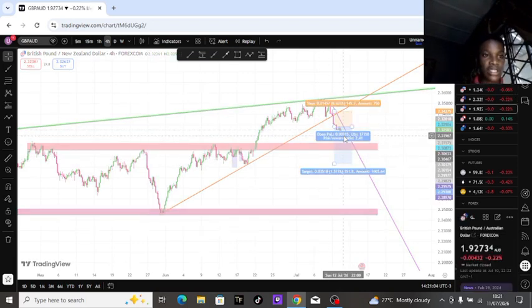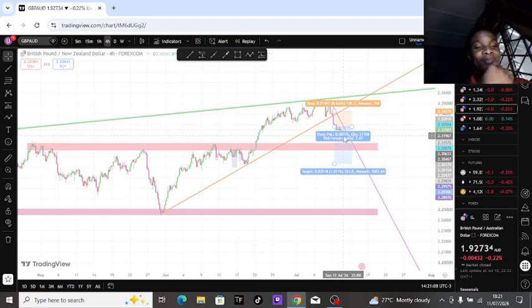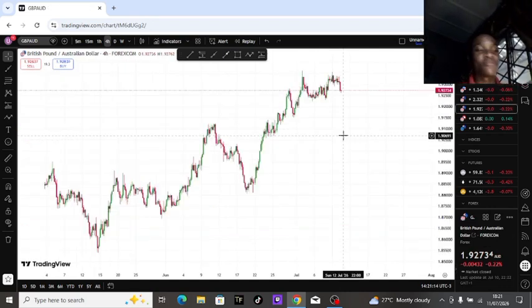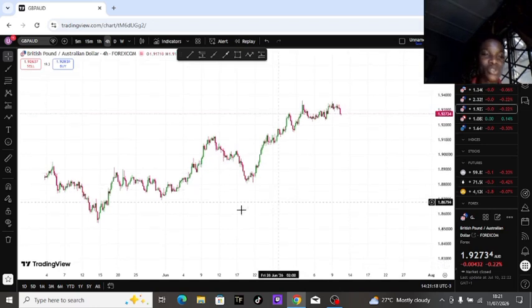Our next trade is GPAUD. I mostly trade GPAUD, GPNZD, GPUSD. I love GP. I love trading GP. As a beginner trader, I focus more on GP pairs.